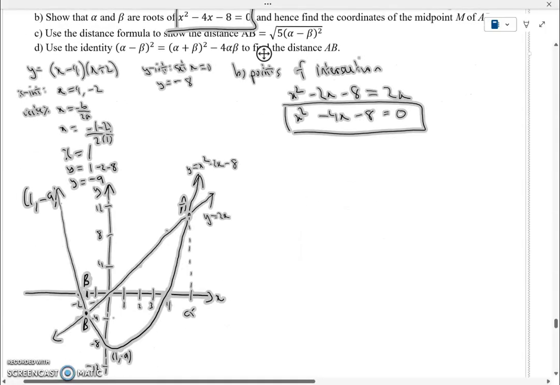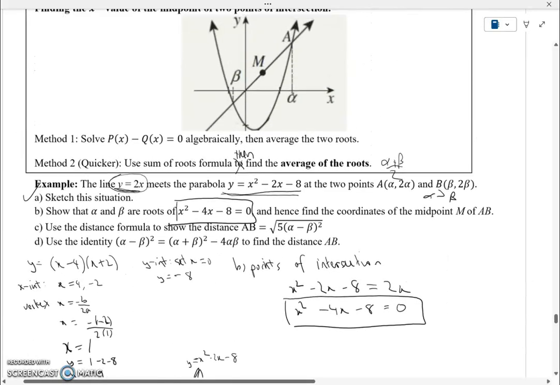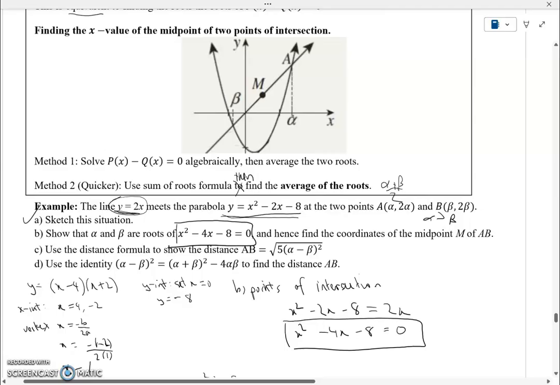Now, there are two ways of working out the midpoint of AB from here. Method one: actually, we'll scroll up, I'll show you. Method one would be to actually solve this quadratic, work out what is alpha, what is beta, and then the midpoint will obviously be alpha plus beta on 2. So solve the quadratic equation. One of the answers is alpha, one of the answers is beta, add them, divide by 2.